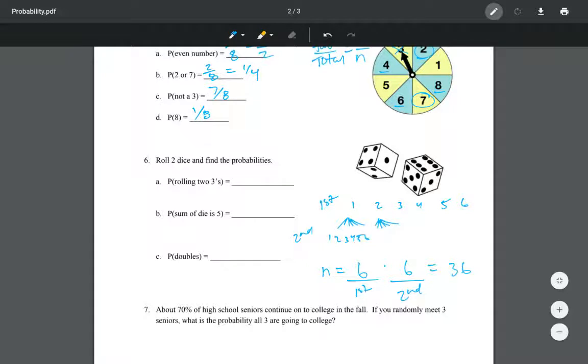I want to roll two 3s. So as I put this together, to get two 3s, there's only one group of two 3s. So this would be 1 out of 36.